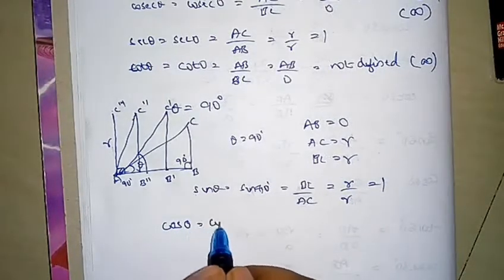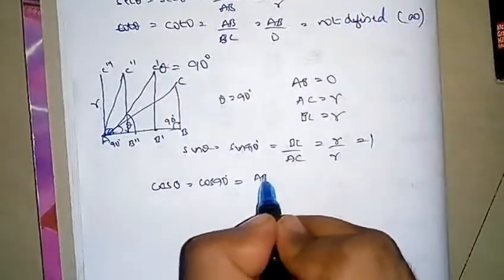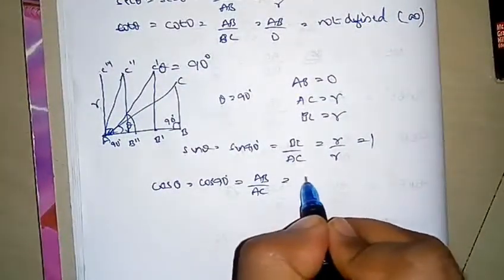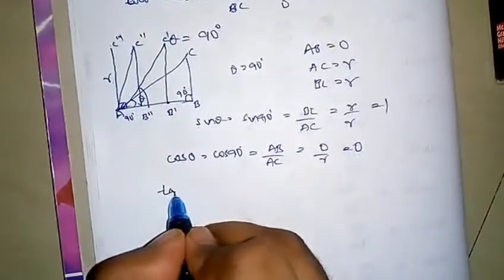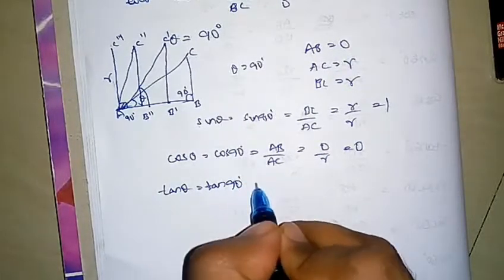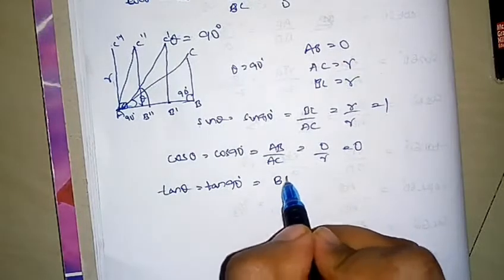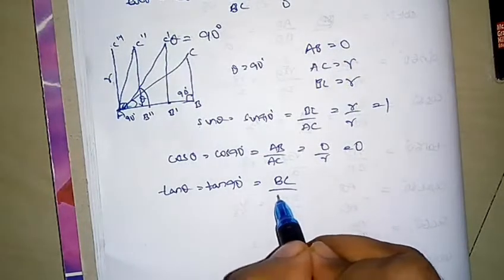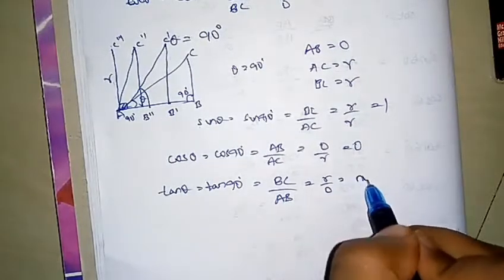Cos theta is equal to cos 90, which will be equal to adjacent side AB by hypotenuse AC, which will be equal to 0 by R, which will be equal to 0. Tan theta will be equal to tan 90, which will be equal to opposite side BC by adjacent side AB, which will be equal to R by 0, which is not defined.